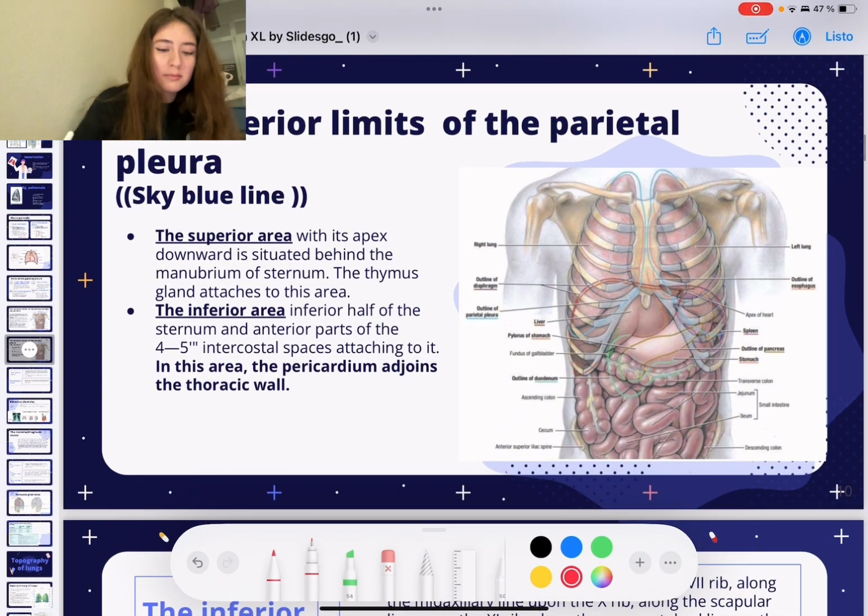The anterior limits of the parietal pleura. Also, we have the superior area with the apex downward, situated behind the manubrium of the sternum. The thymus gland attaches to this area. And in the inferior area, we have the half of the sternum and anterior parts of the fourth and fifth intercostal spaces attaching to it. In this area, the pericardium adjoins the thoracic wall.